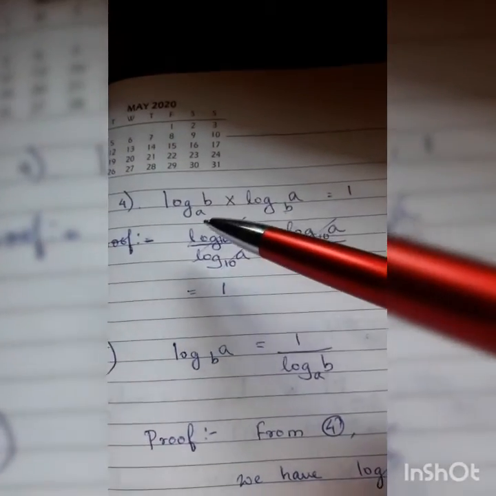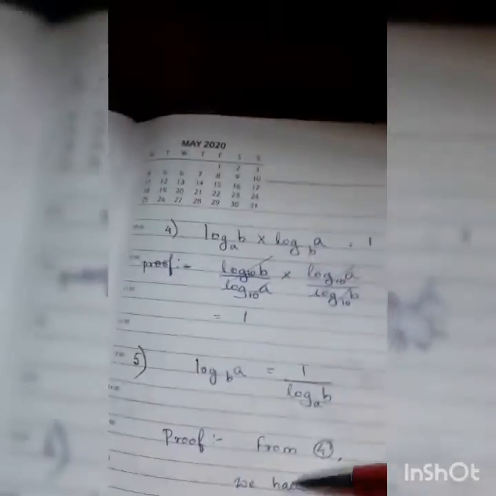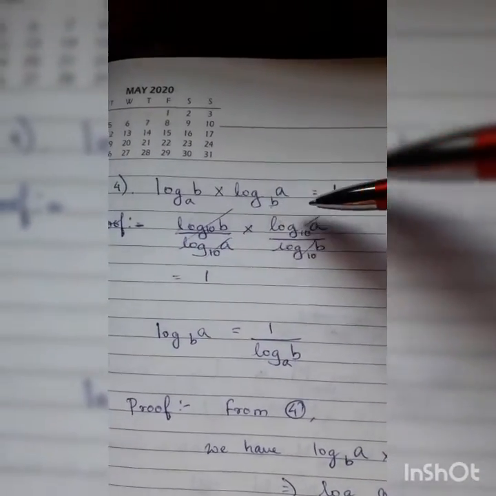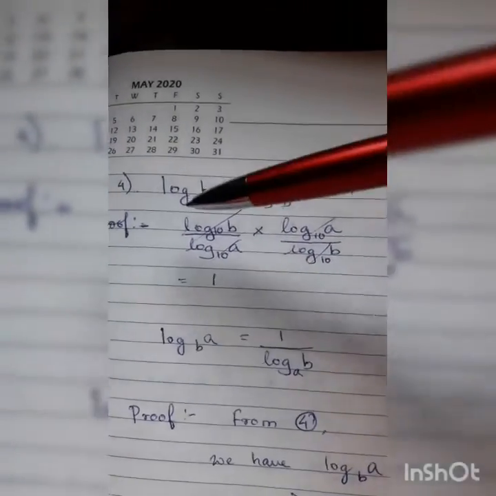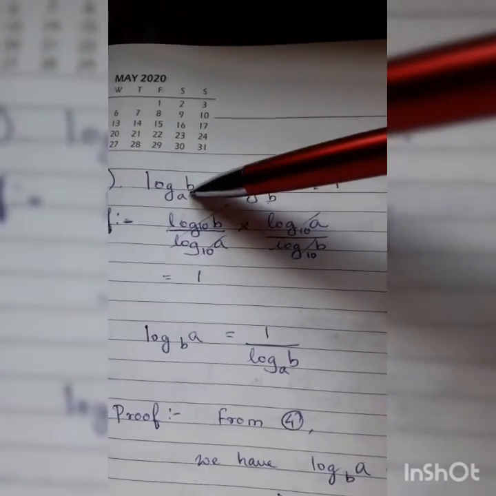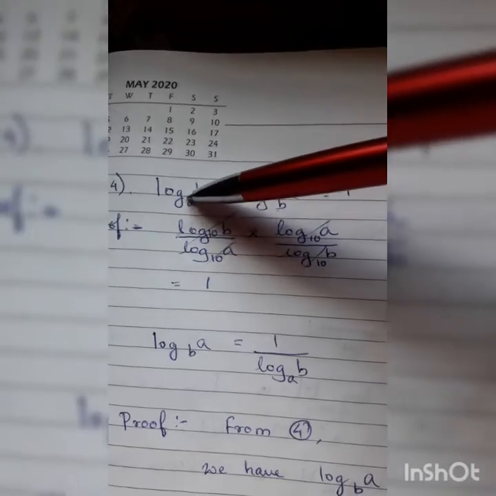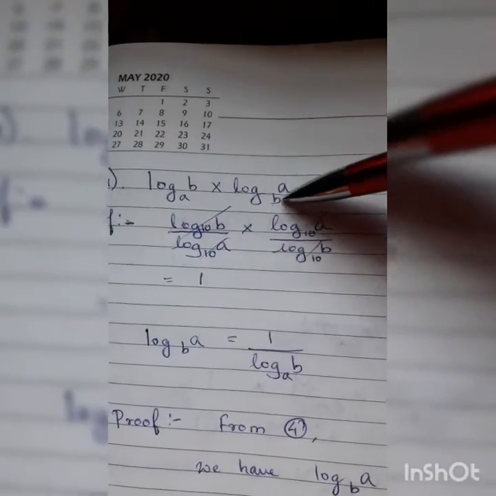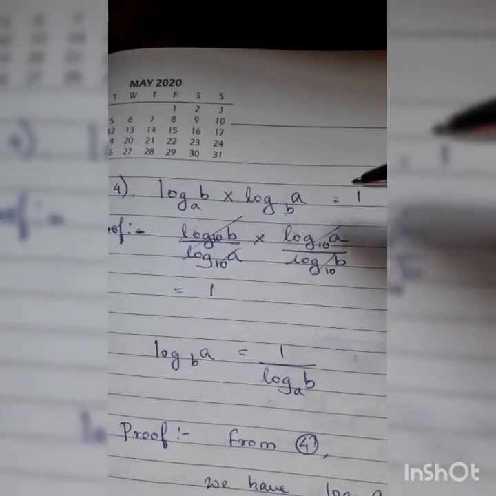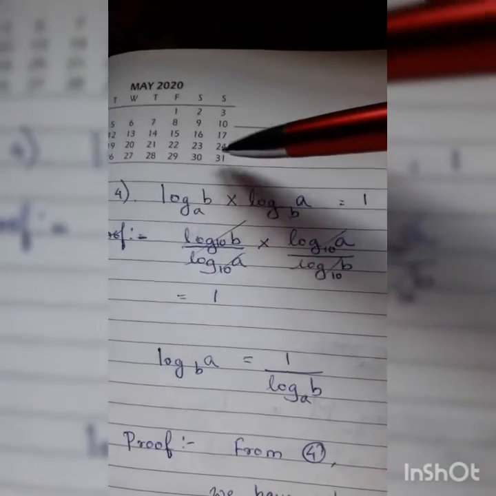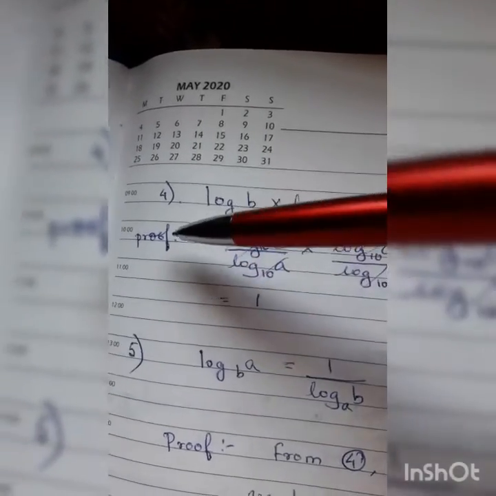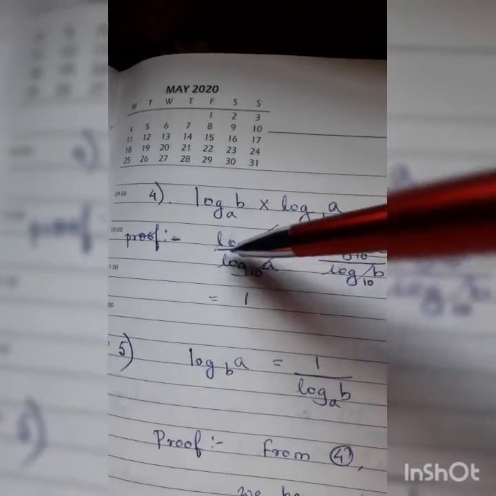Now in formula number 4, we have log b to the base a into log a to the base b equal to 1. See, they seem like reciprocals, isn't it so? Here b is up, a is the base, and in the other, a is up, b is the base. So they should cancel and the answer should be 1, but it is not as simple as we are thinking. We have to elaborate the proof a little bit. So the proof is as follows.